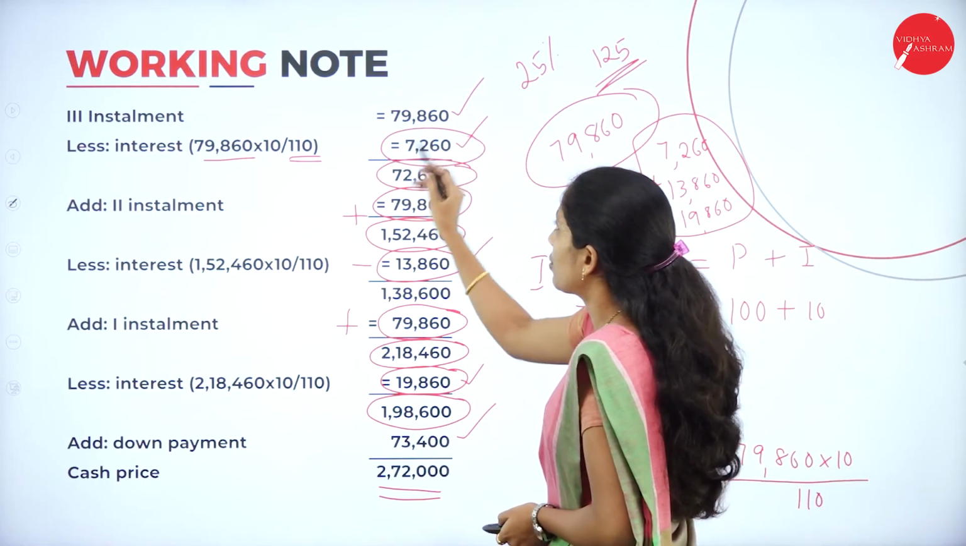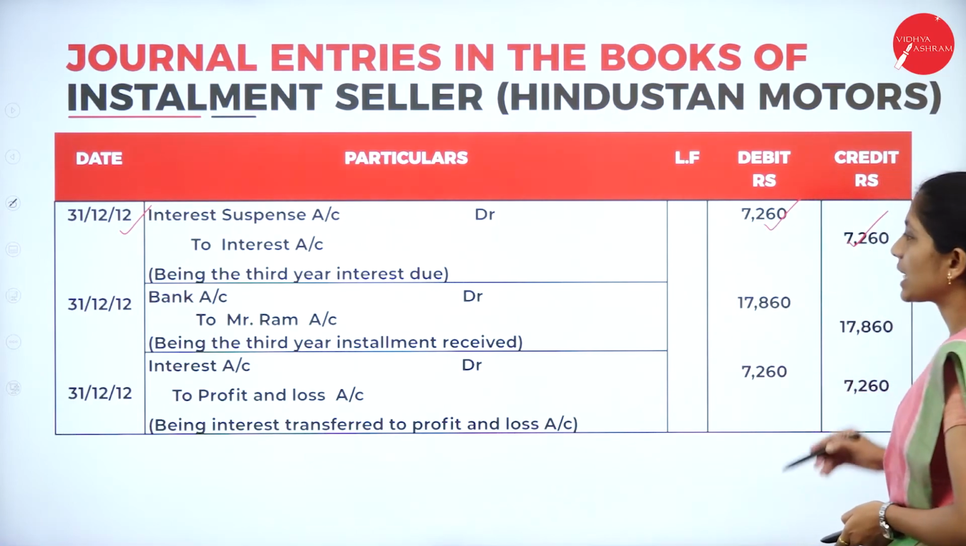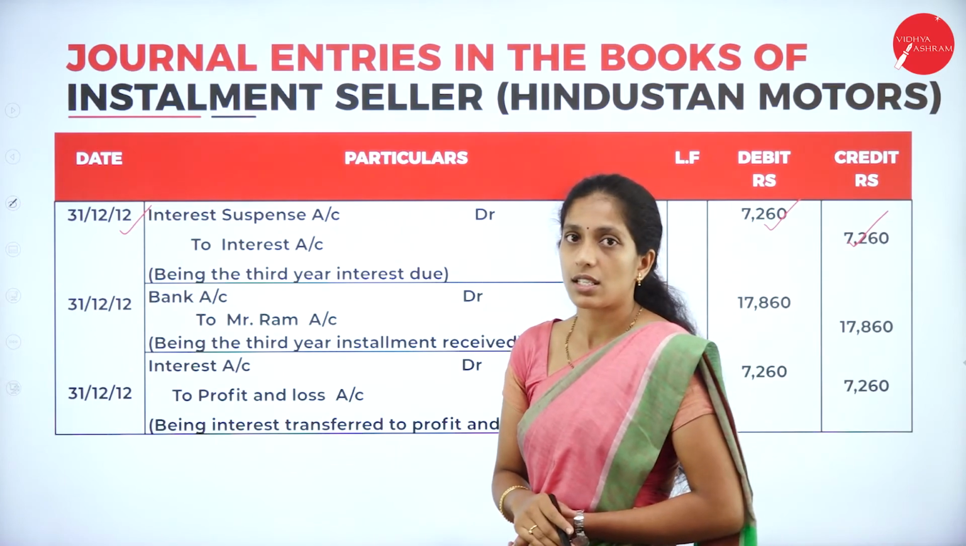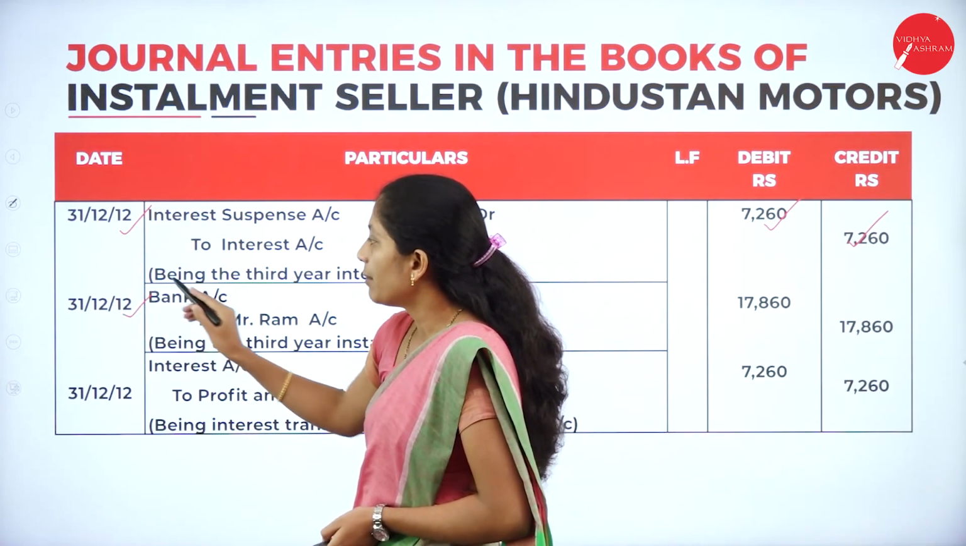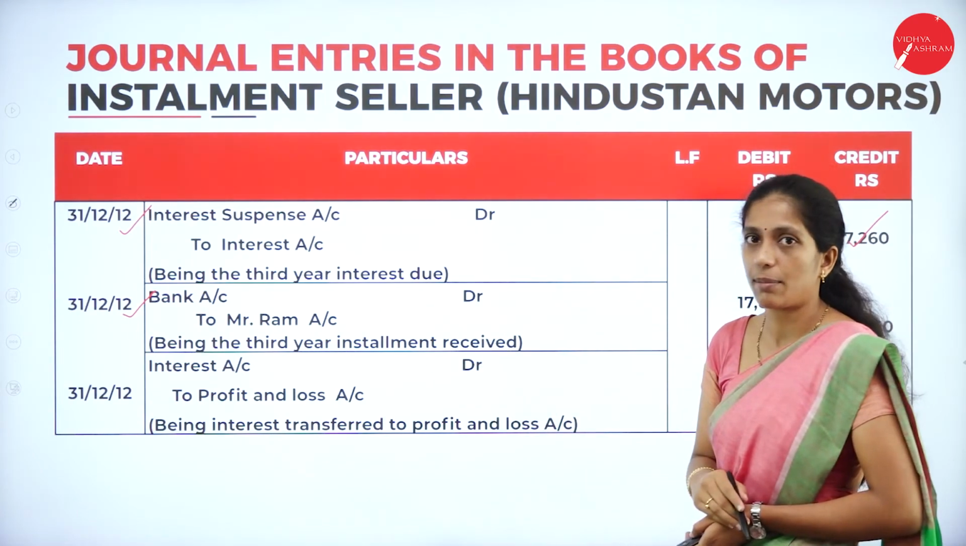Now what is the third year interest? That is 7,260. Transfer that amount, 7,260. Next, your same, that is installment received. At the end of the third year, bank account data to Mr. Ram account, being the third year installment received.